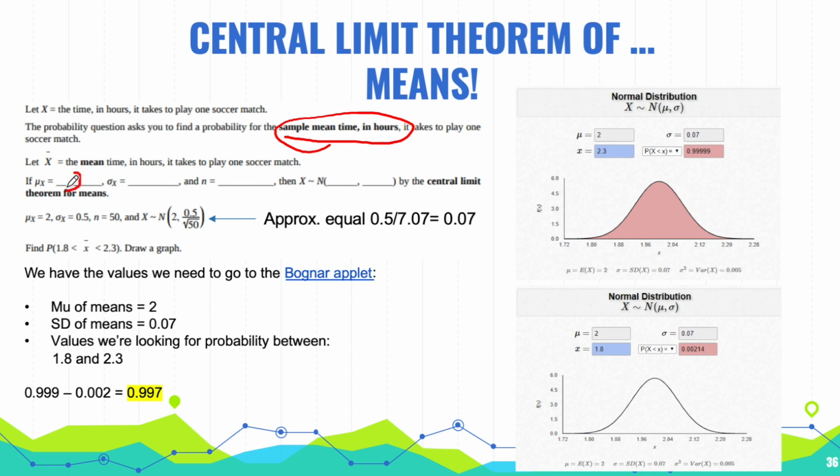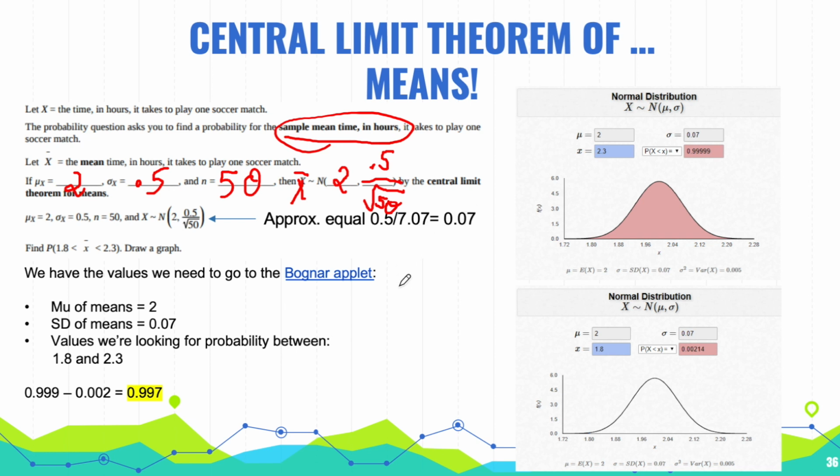So if mu of x equals 2, and the standard deviation of x is 0.5, and n equals 50, then we know that the sampling distribution of the means, or capital X bar, approximates a normal distribution that is also going to have a mean of 2 and a standard deviation that we have to calculate. We take the standard deviation of x, 0.5, and divide it by the square root of n, which is 50. So we divide it by the square root of 50, and that approximately equals 0.07. Great, we have all the values we need.